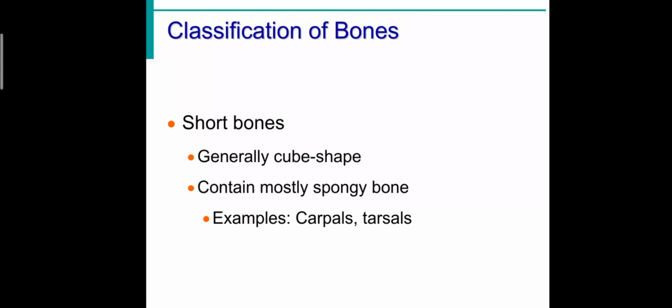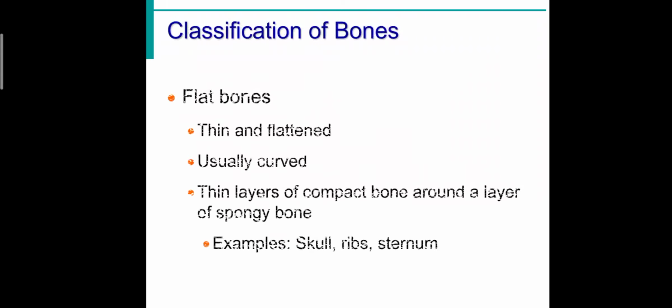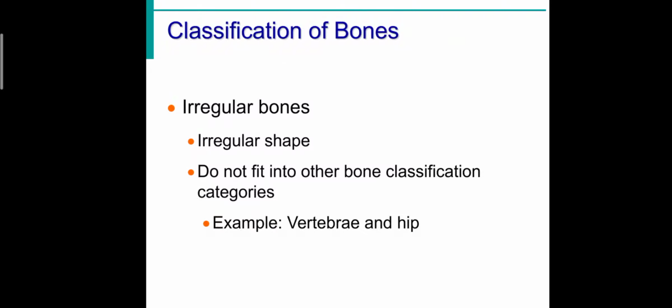Classification of bones: short bones, generally cube shape, contain mostly spongy bone, examples carpals, tarsals; flat bones, thin and flattened, usually curved, thin layers of compact bone around a layer of spongy bone, example skull, ribs, sternum; irregular bones, irregular shape, do not fit into other bone classification categories. Examples: vertebrae and hip.